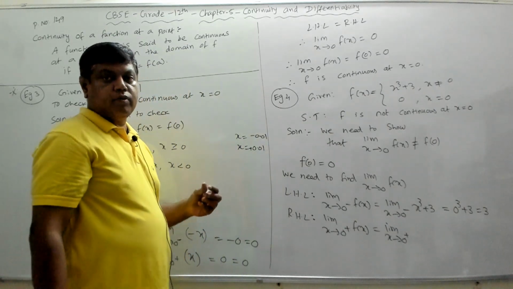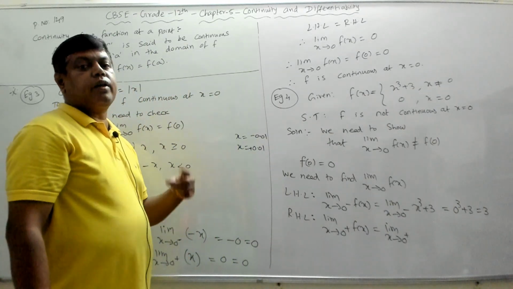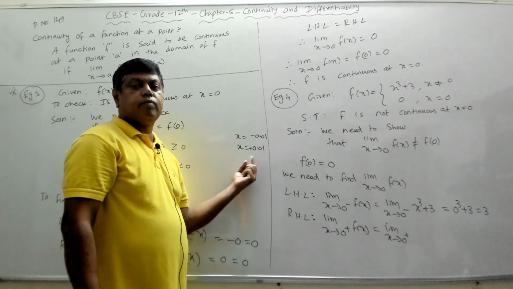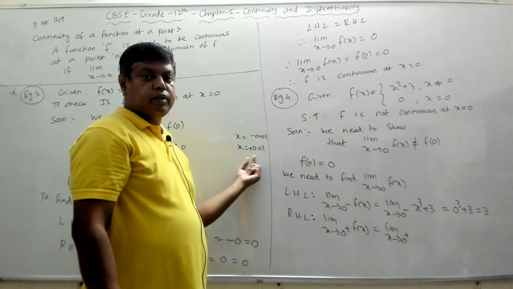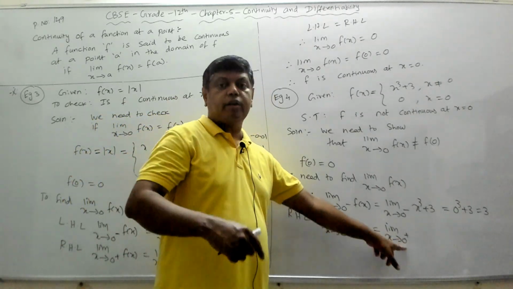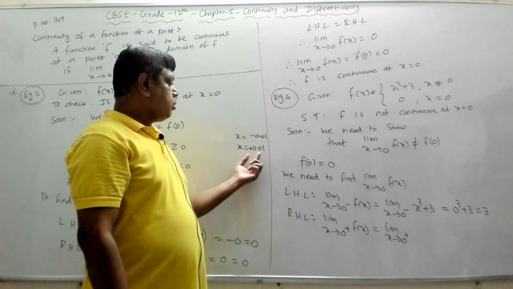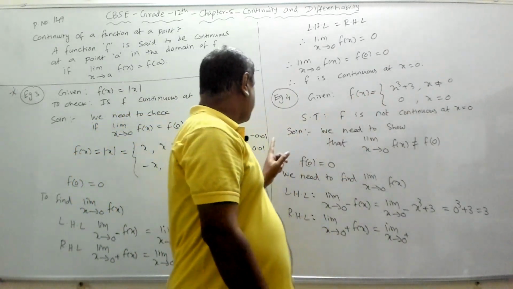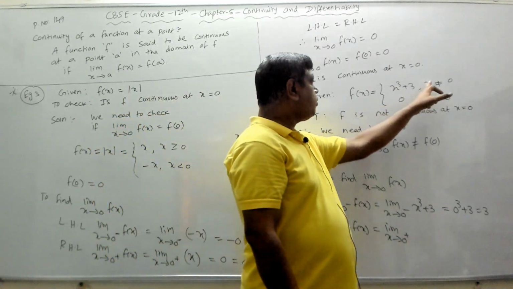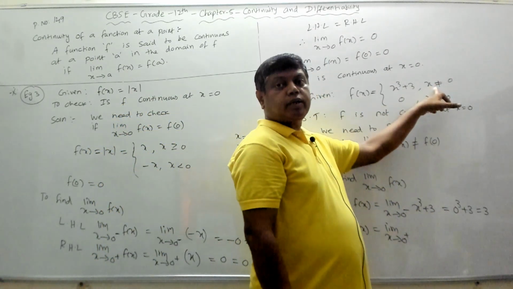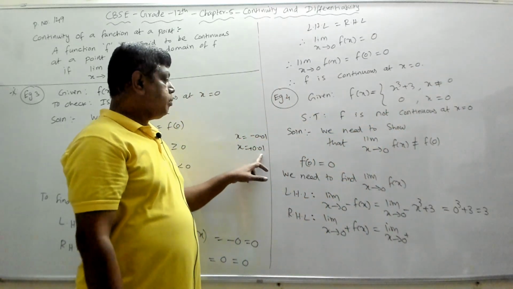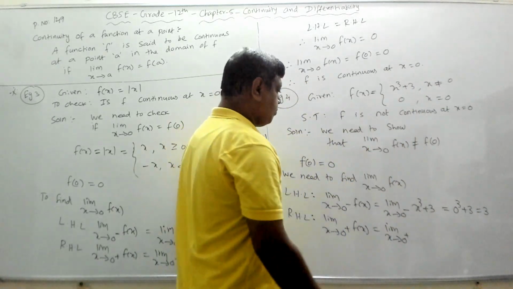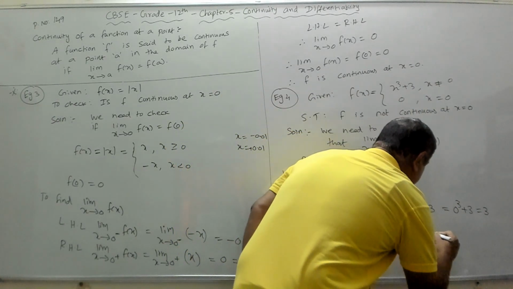So we should find an x which is very close to 0 but greater than 0. We can take x as plus 0.01. Plus 0.01 is a value which is very close to 0 and greater than 0. Now when x is plus 0.01, which function will we choose? Plus 0.01 means the not equal to 0 case. x is not equal to 0, so we should again use the function x cube plus 3.